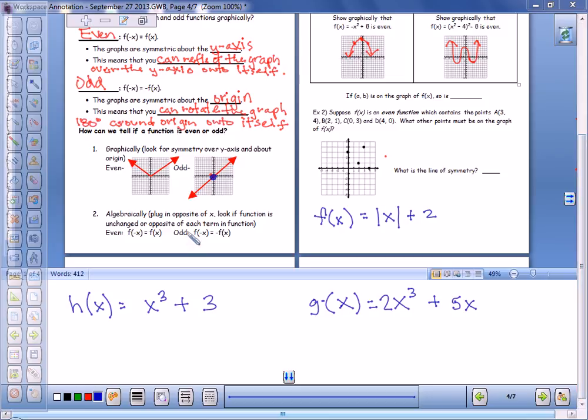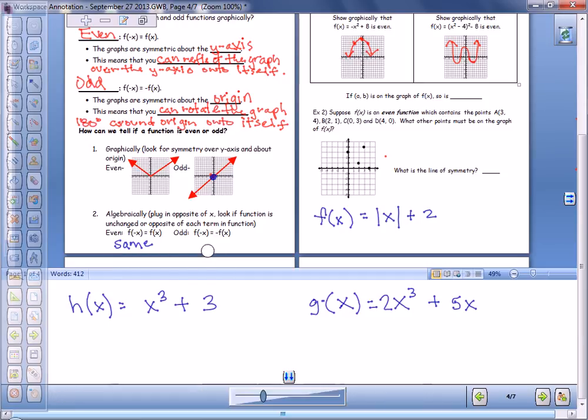Algebraically versus a graph. Algebraically, all we're going to do is we're going to take and plug in the opposite of x and see if the function remains unchanged, or if the opposite of each term. If the function remains the same, we call it even. So if we plug in the opposite of x and we get the same thing we started with, it's even. And if we graphed it, it would be symmetric about the y. And if we took a function and we plugged in the opposite of x and we got the opposite, do you see how there's a negative right there? The opposite of the entire function. So opposite of each term.